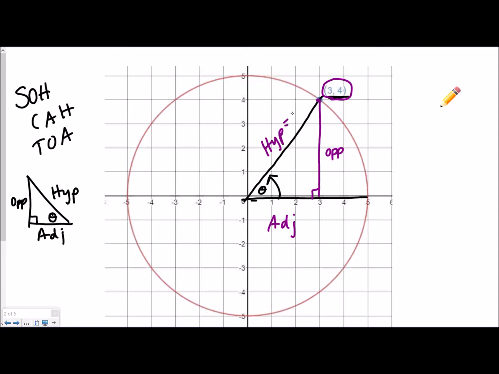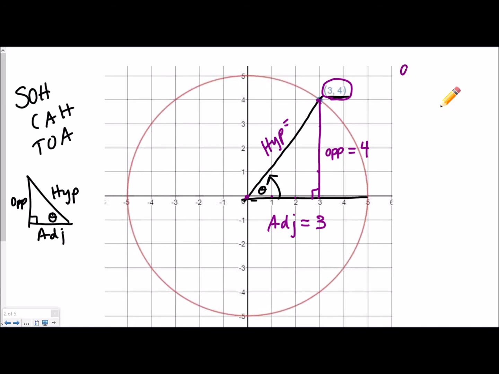So looking at the fact that x is 3 and y is 4, that means I've gone from the center out 1, 2, 3 units. That means my adjacent is 3. And then the length of this one is 1, 2, 3, 4. So my opposite is 4. And then how do I find the hypotenuse?